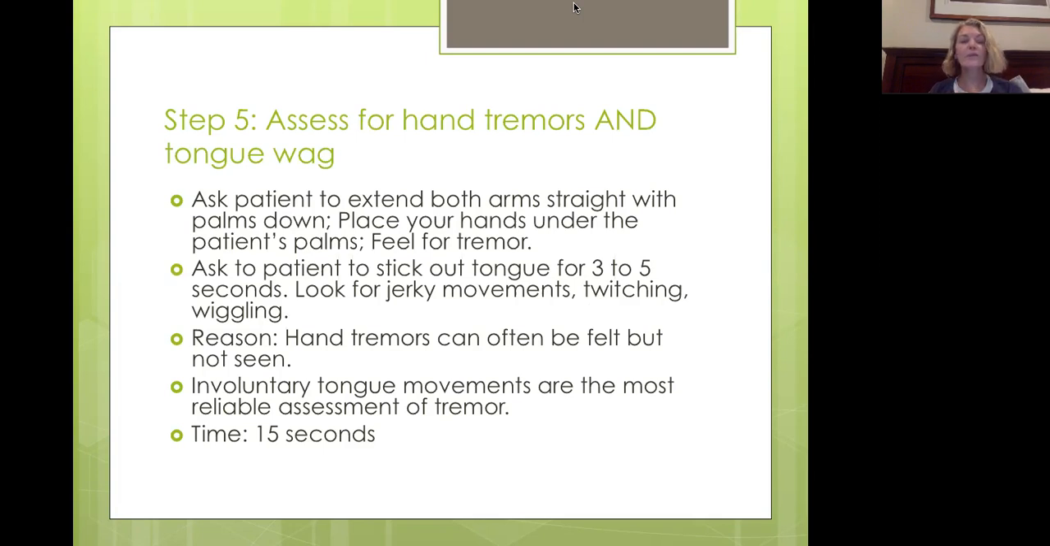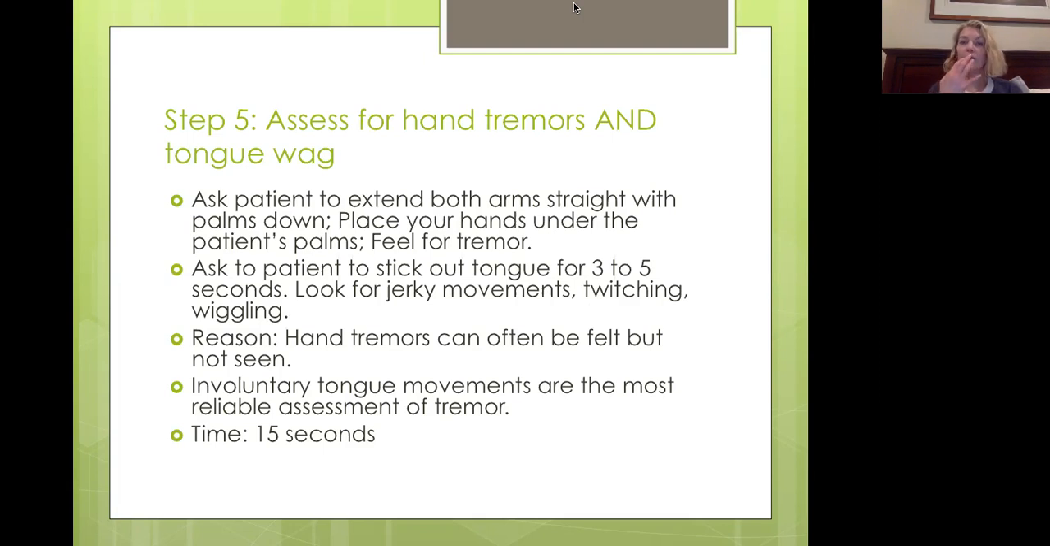The reason why you're doing these things is hand tremors can often be felt but not seen. They can be very, very slight. And involuntary tongue movements are the most reliable assessment of tremor.